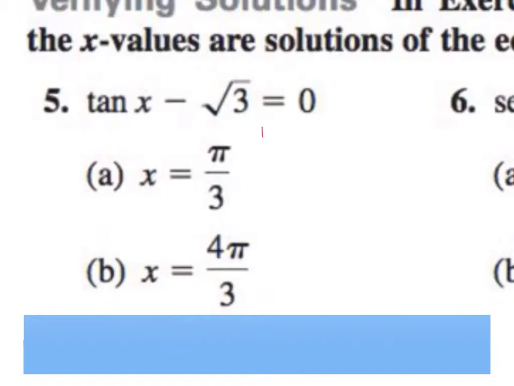We're going to write tan at pi over 3 minus root 3 equals 0. We're going to add root 3 to both sides. And now we're going to determine, is this true? Well, what is tangent at pi over 3? Remember, we go to pi over 3. Good, it is root 3.